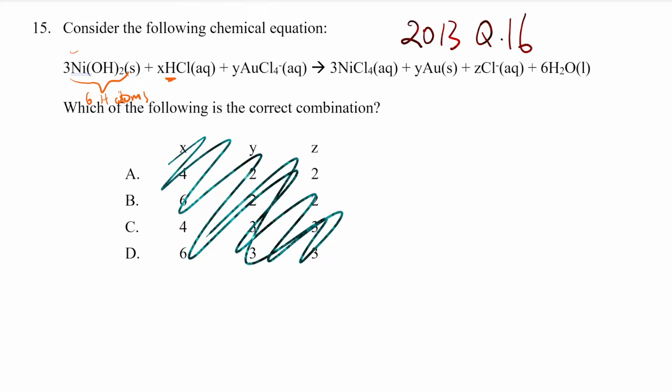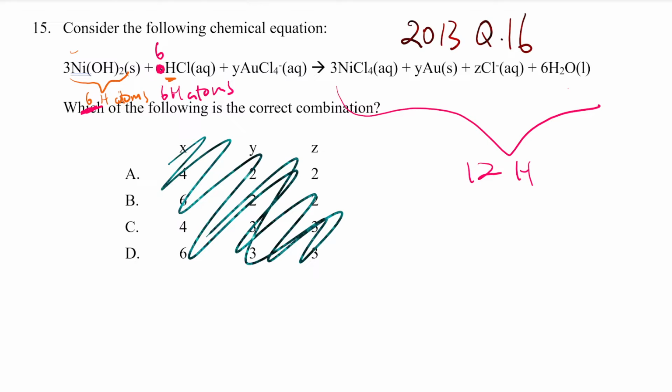How about on the right-hand side? Right-hand side here, where's my hydrogen? I only have it here. And how many hydrogen atoms do I have here? I have 6 times 2, 12 hydrogen atoms. So in the whole of the right side, I have a total of 12 hydrogen atoms. And obviously, we have learned that to balance the chemical equation, I should have the same number of hydrogen atoms. So here I have 6 originally already present from nickel 2 hydroxide. So how many will I have here in the HCl? Obviously, that means I would need to have 6 hydrogen atoms here. And that means the coefficient for x would be 6.